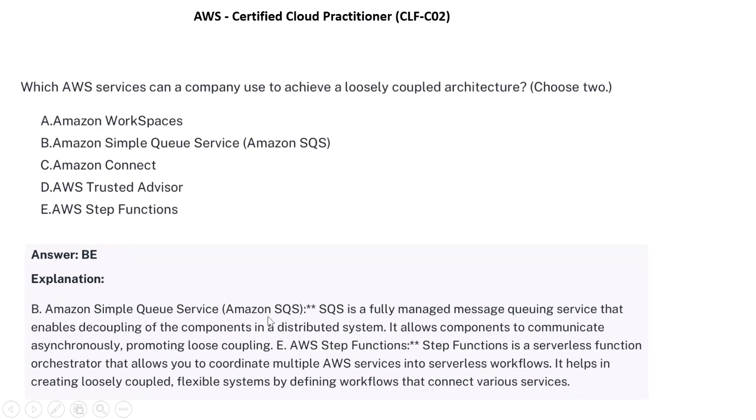Option B, Amazon Simple Queue Service. SQS is a fully managed message queuing service that enables decoupling of the components in a distributed system. It allows components to communicate asynchronously, promoting loose coupling. And option E, AWS Step Functions. Step Functions is a serverless function orchestrator that allows you to coordinate multiple AWS services into serverless workflows. It helps in creating loosely coupled, flexible systems by defining workflows that connect various services.